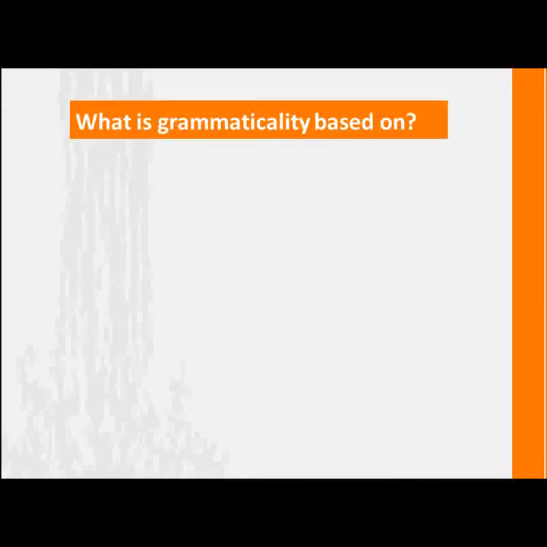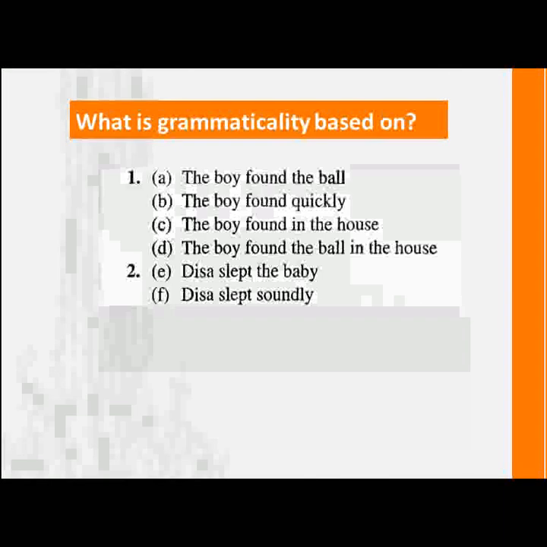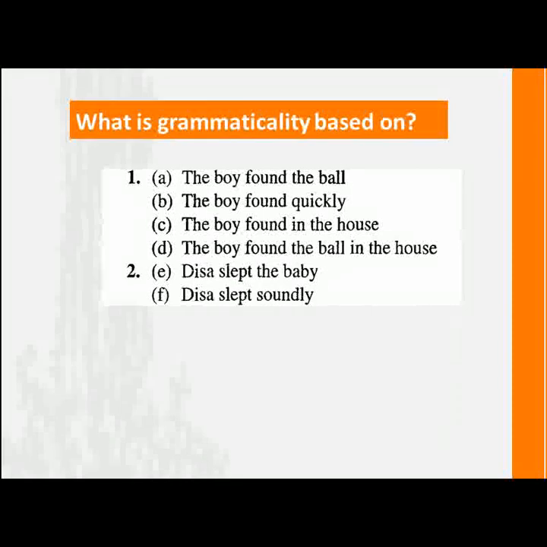Nah, kalau tadi rulesnya dari mana? Kalau grammaticality, what is grammaticality based on? Berarti benar atau tidak itu didasarkan pada apa? Look at this example. Oke, kita lihat di sini ada contoh. Number 1, the boy found the ball. The boy subject, found verb, the ball object. Is correct. Now let's see number 2. Disa slept the baby. Disa subject, slept verb, the baby object. They look the same, A and B. But the first one is correct and B is not. Why? Because slept is an intransitive verb and found is a transitive verb.